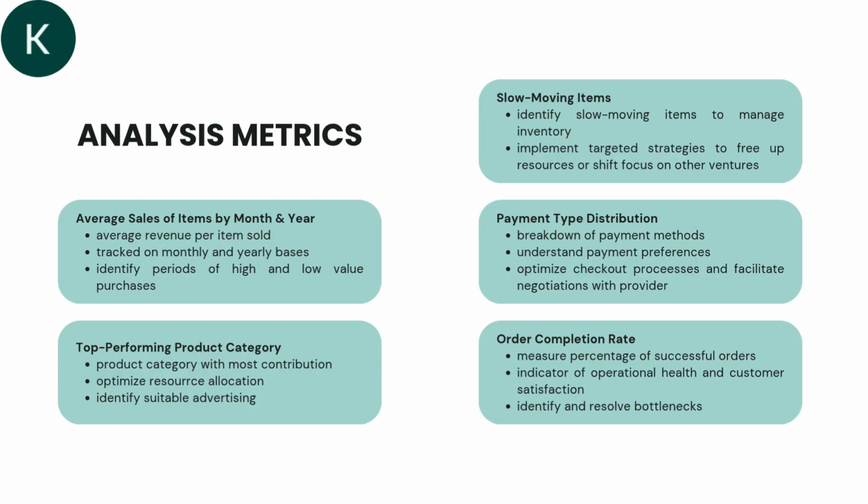The first metric is the average sales of item per month and year, where it calculates average revenue generated per item sold. The second one is the top performing product category, where it identifies the product category that contributes the most of the company's total revenue. Next is the slow-moving items, where it identifies the slowest sales frequency and volume over a given period. As for payment type distribution, it's a statistical breakdown of the payment methods that customers use to complete their purchases. Lastly, for order completion rate, the metric measures the percentage of all initiated orders that are successfully completed compared to those that end up cancelled, refunded, or remain pending in the cart.